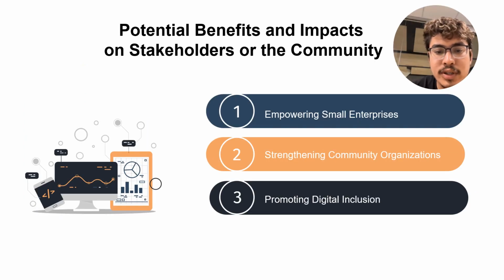Moving to the next slide, potential benefits and impact on stakeholders or the community. This has 3 points. Empowering small enterprises: enhanced digital proficiency and greater utilization of AI might empower small businesses to thrive in an expanding digital economy. Second is strengthening community organizations: non-profit and community organizations may use AI to improve their communication, productivity and influence. And third is promoting digital inclusion: the initiative fosters digital inclusion by minimizing inequities, giving equitable access to opportunity for all community members.